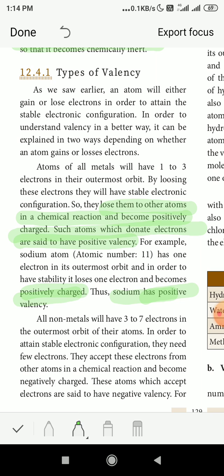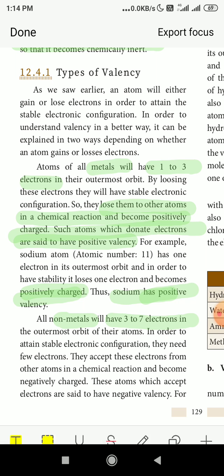All non-metals have 3 to 7 electrons in the outermost orbit of their atoms. So non-metals have how many electrons? 3 to 7 electrons. And the metals have how many? 1 to 3 electrons in their outermost orbit. So in the non-metals, 3 to 7 electrons in the outermost orbit of their atoms.